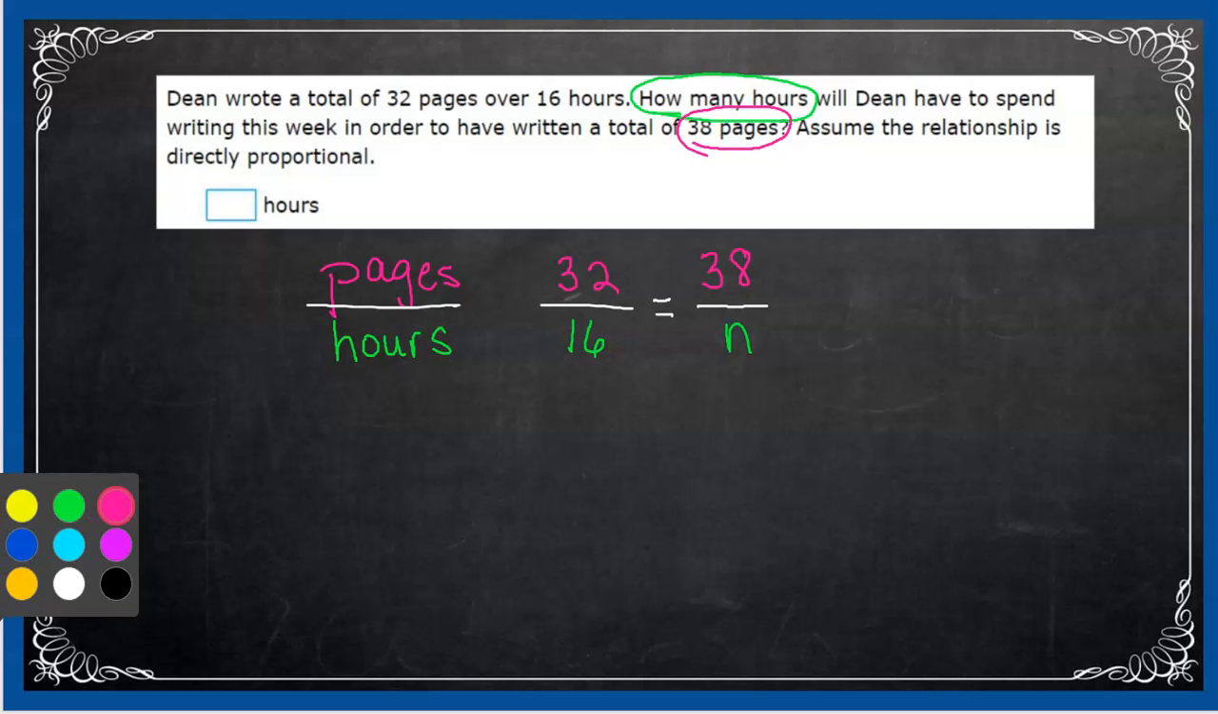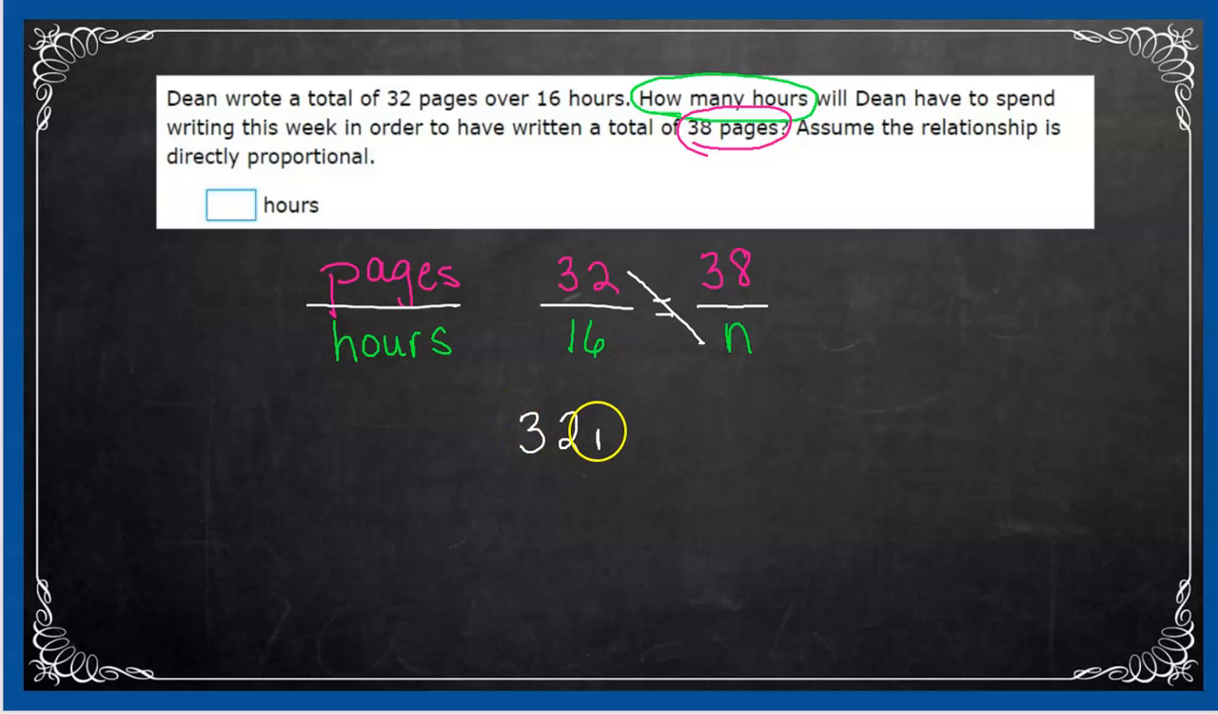So I'm going to start with 32 times n, 32n, only because I really like to have my variable on the left. That's just a personal preference. When I multiply 16 times 38, I get 608. I don't know off the top of my head what 608 divided by 32 is, but I'm going to put it in my calculator. So I'm dividing by 32 on both sides. N equals, and 608 divided by 32 is 19.